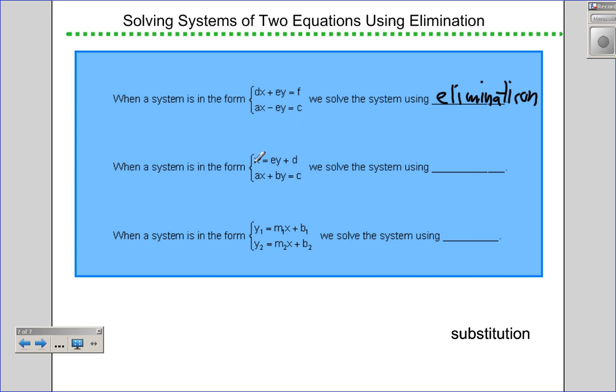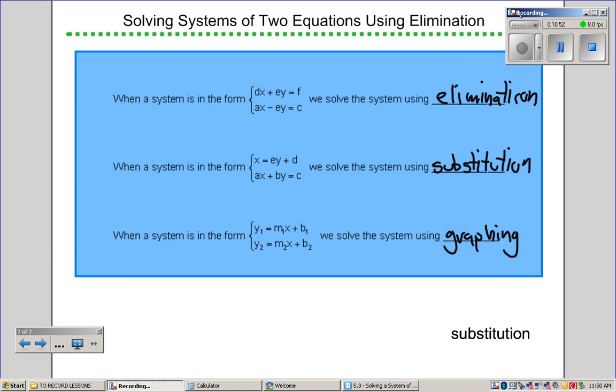When the system is in the form of one of the variables written for the other variable, we're going to use substitution. And when they're written in slope-intercept form, we're going to use graphing to solve them. So those are just kind of the easy ways to do that. So when you're presented with a system and you're asked to just solve it, you want to pick the method that works best for you. These are the recommendations that I have for you, but it's really up to you and whatever you're most comfortable with, and how well you can rewrite equations and manipulate them to get what you need.